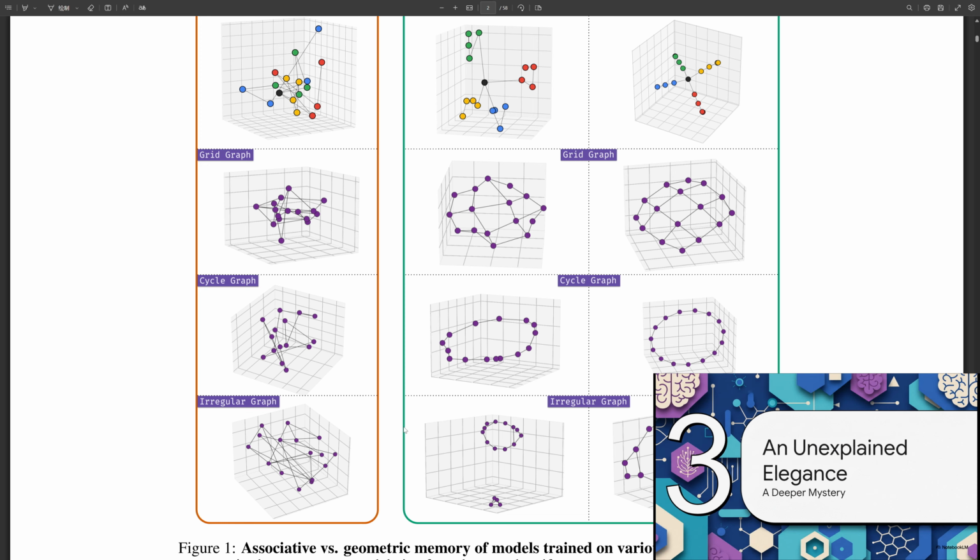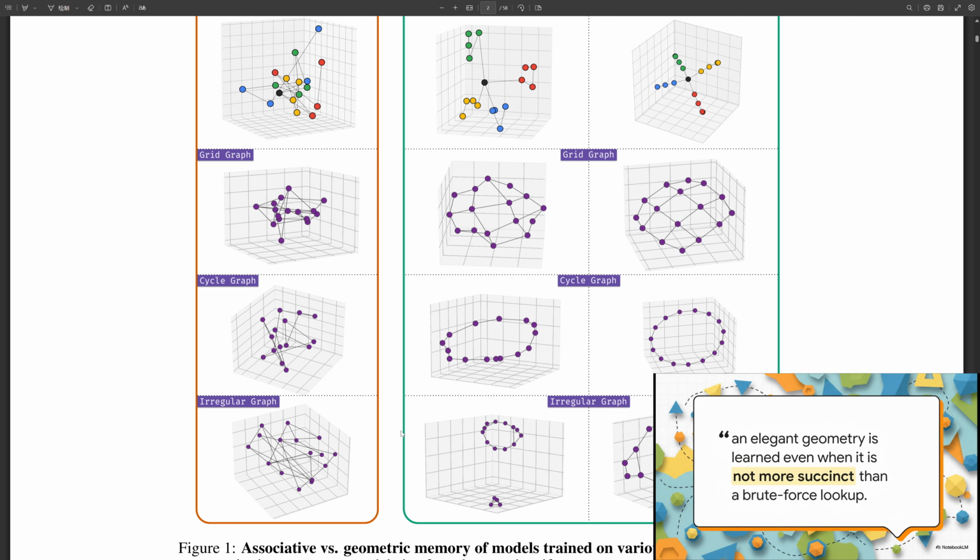Okay, so the AI solves the maze by creating a geometric map. This is a huge discovery, right? Case closed. Well, not quite, because this immediately leads to an even deeper, more fascinating mystery. Why? Why does it build the map this way?